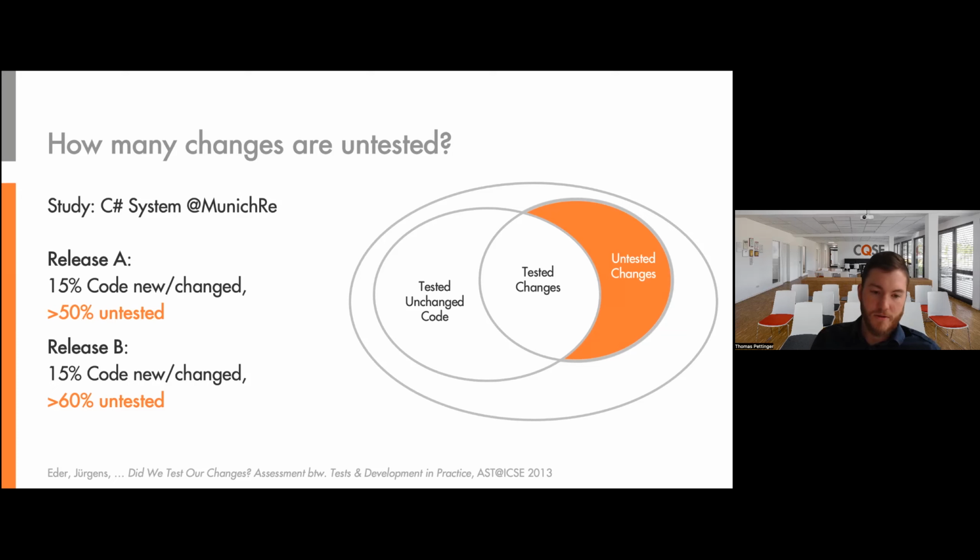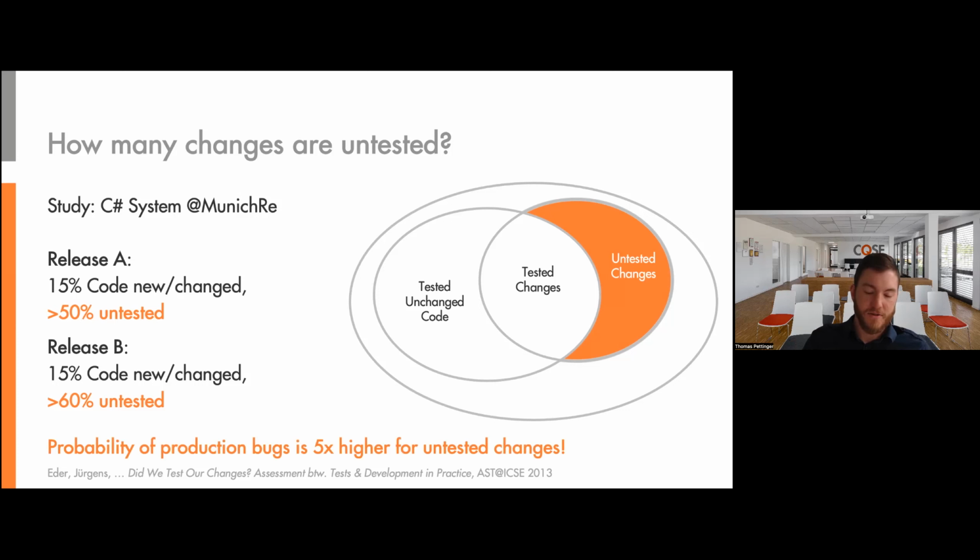We then also looked at another thing, namely how likely it is that bugs appear in production in the untested changes compared to the tested changes, and found out that the likelihood of bugs is 5 times higher in the untested changes. And this is also not too surprising, I guess, because if you don't test your changes, you have no chance of finding a bug in there, and therefore all the bugs located in there just slip through. And so the number here is essentially 5 times higher.